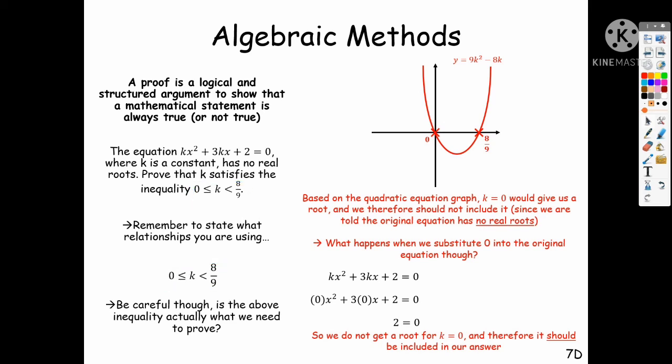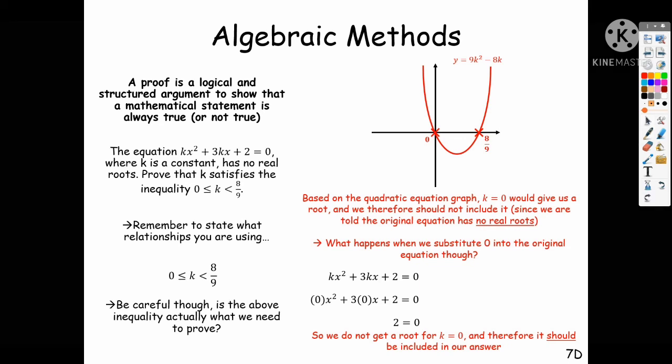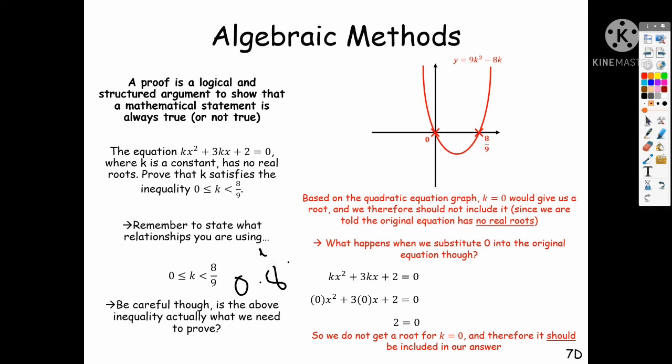And we should have k is greater than or equal to 0, but must be less than 8 ninths. And if you want to write it a bit nicer than 8 ninths, which some of you might want to, it is not 0.8 recurring, if you want to know what that is. Okay? Not 0.888 and so on.